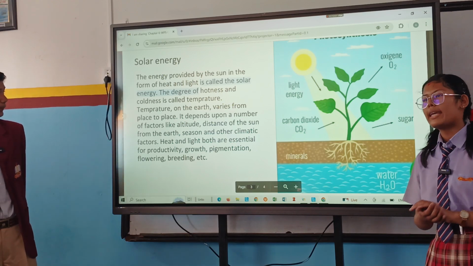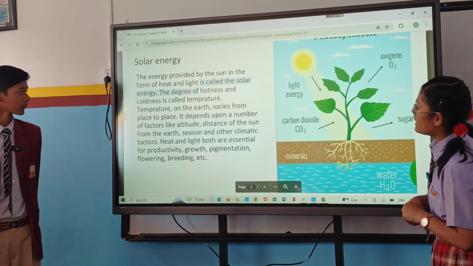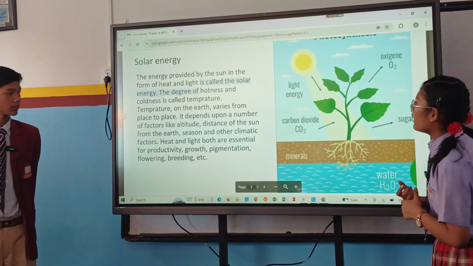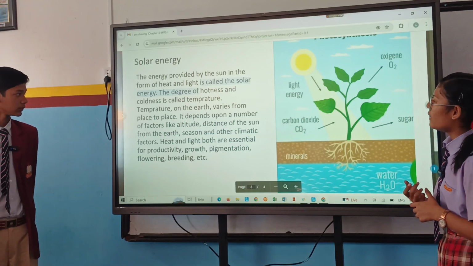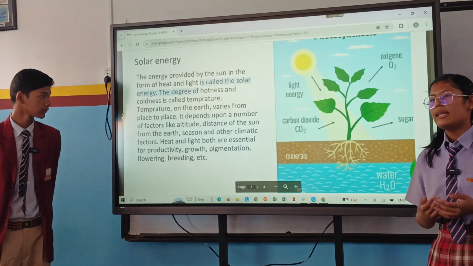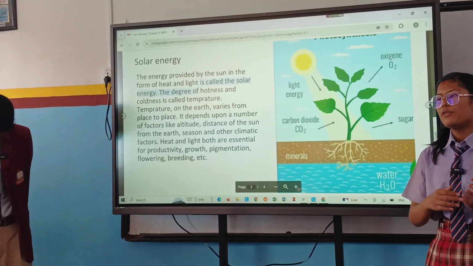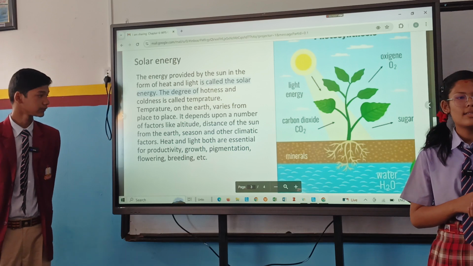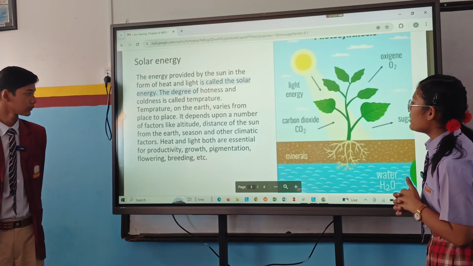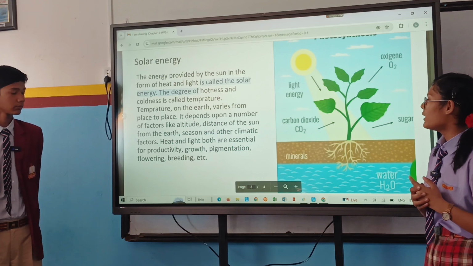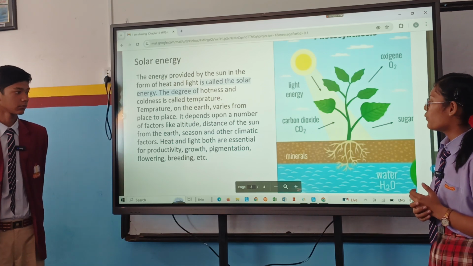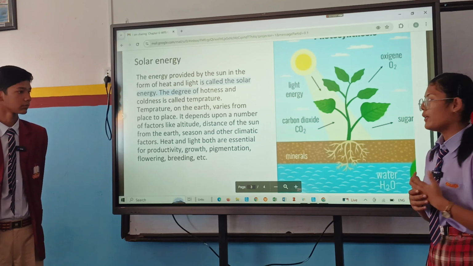Through the sun we also get energy. Those energies are heat and light, which is also known as solar energy. The degree of hotness and coldness is called temperature. The temperature on the earth varies from place to place. In one part of the earth there is one temperature, while in the next part of the earth there is a different temperature in comparison. The temperature depends on various factors like altitude, distance of the sun from the earth, season and other climatic factors.